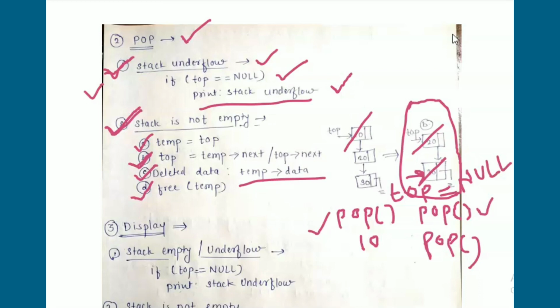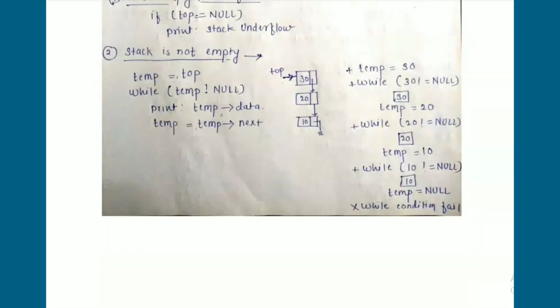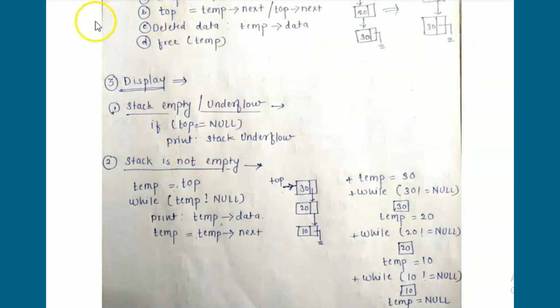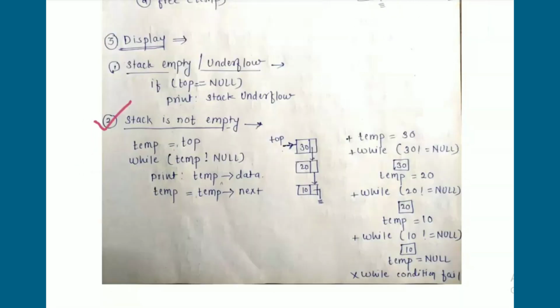Now let us check the third operation, that is nothing but the display operation. I want to display the current status of my stack. So here for display again we have two possibilities. We first have to check whether your stack is empty, that means it is in underflow condition or not. How to check it? You can check it with the help of top equal to null. You can print that your stack is in underflow condition. The second case is that your stack is not empty and you want to perform a traversing operation.